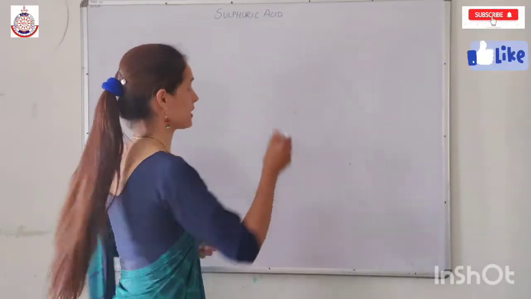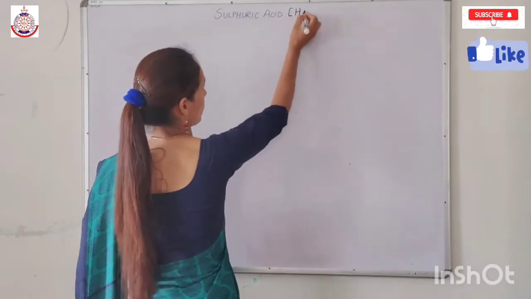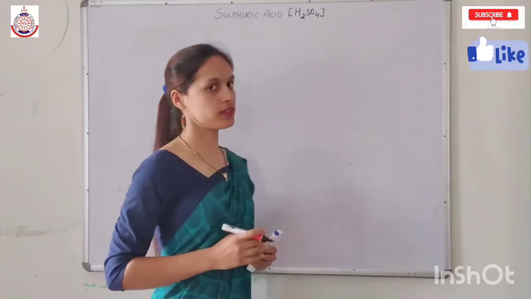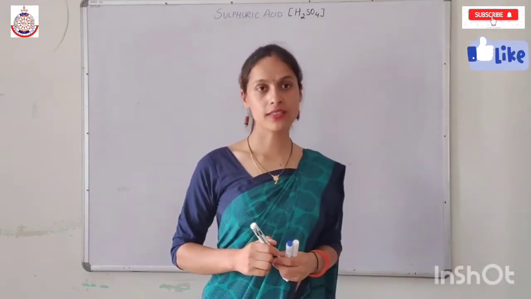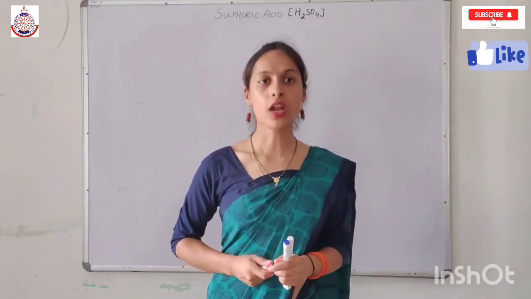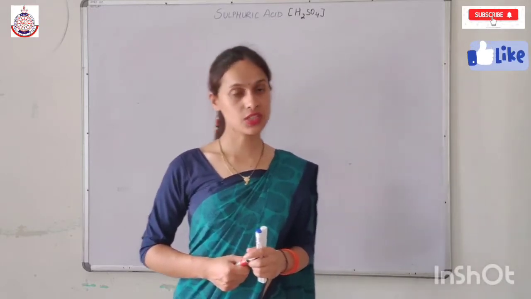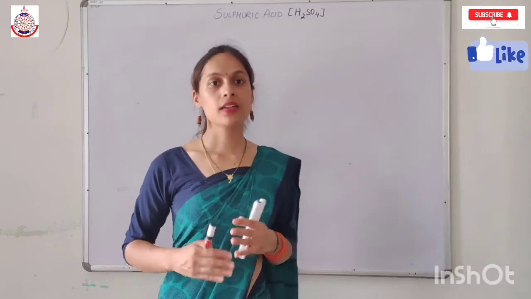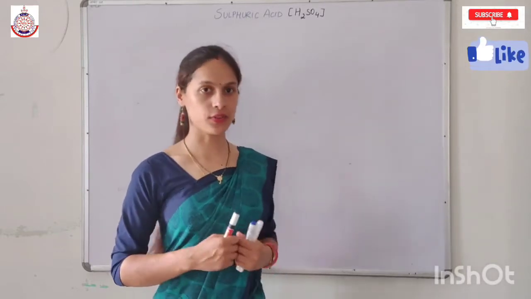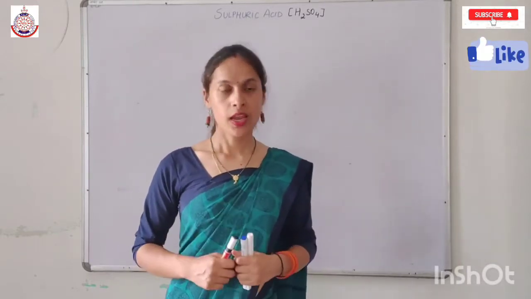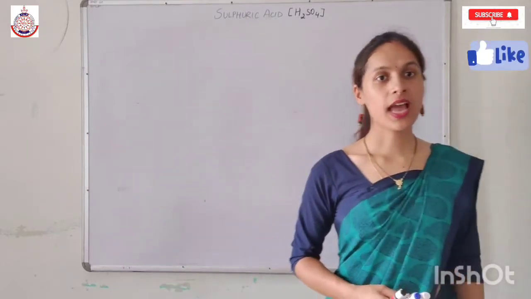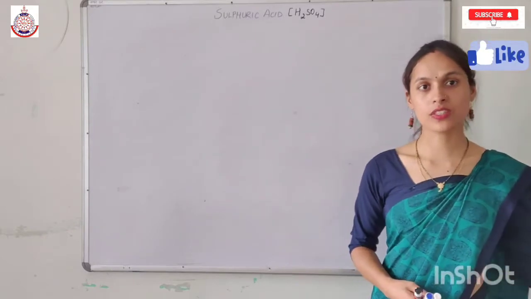Sulfuric acid, having formula H2SO4. In our previous video, we studied the structure of sulfuric acid, and with the help of the structure, we get to know that the oxidation state of sulfur in sulfuric acid is +6, and the basicity of sulfuric acid is 2.